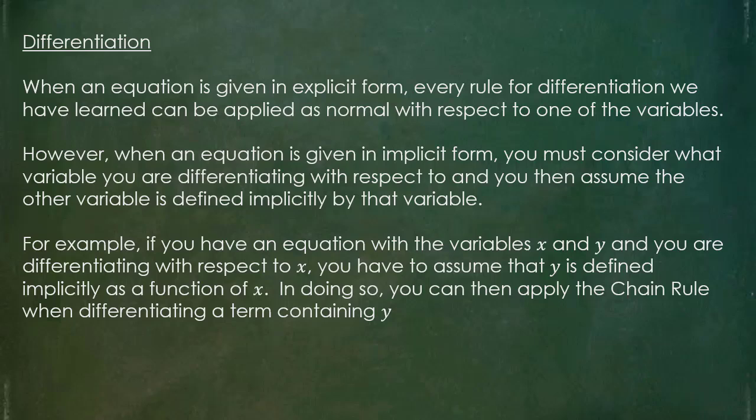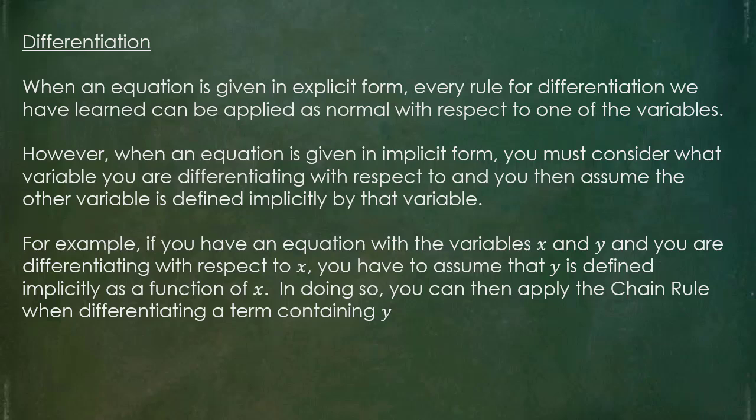So what's nice is when something's provided to you in explicit form, everything that you've learned so far, as far as the rules, such as product rule, quotient rule, chain rule, everything just gets applied as normal as you've learned it, because it's going to be with respect to one of the variables, usually in terms of whatever you would consider the independent variable. Now, however, when an equation is in implicit form, you have to actually consider what variable you're differentiating with respect to a little bit more carefully.